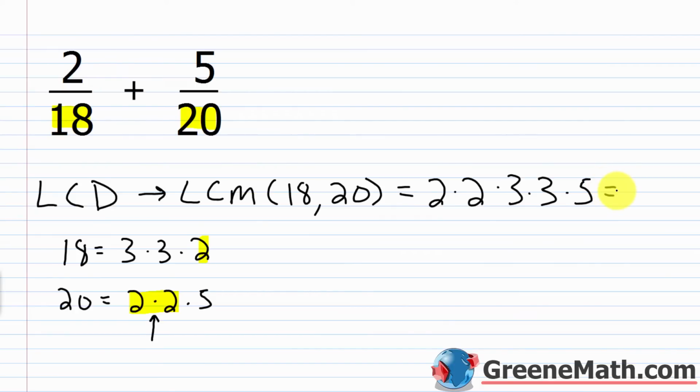So now all I have to do is multiply, and I'll have my LCM. 2 times 2 is 4. 4 times 3 is 12. 12 times 3 is 36. Then 36 times 5 is 180.